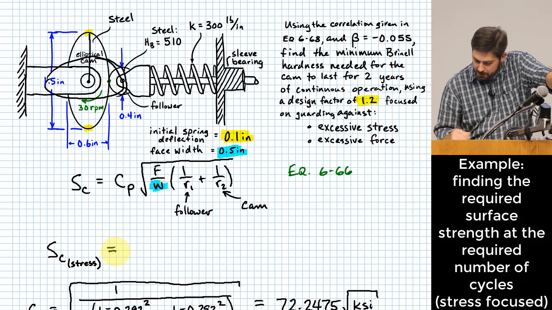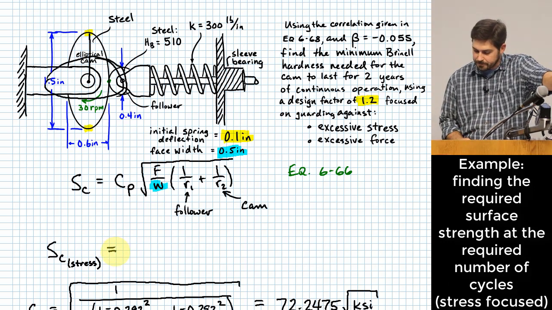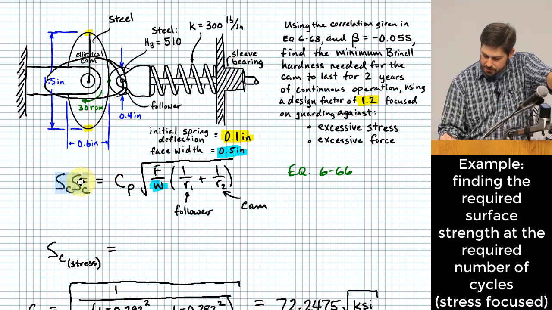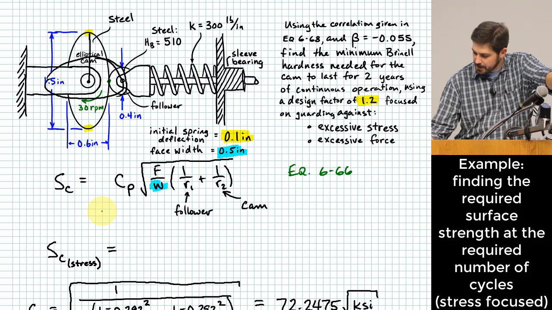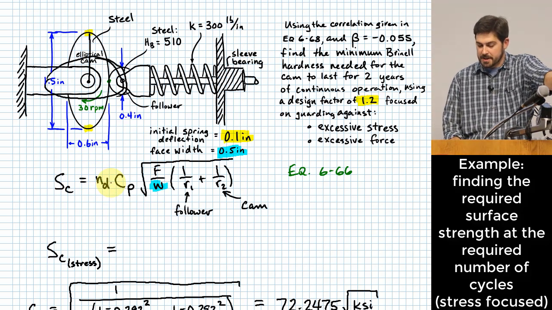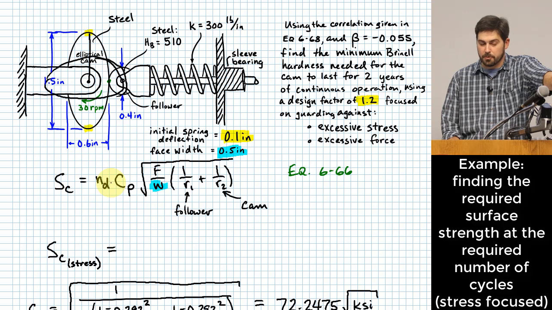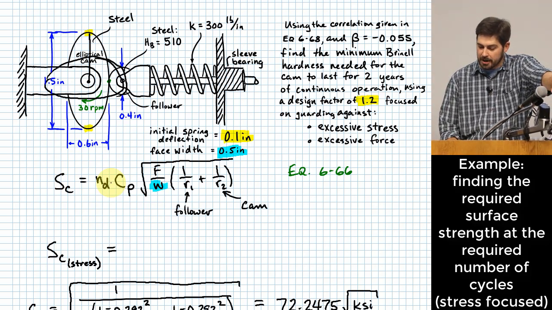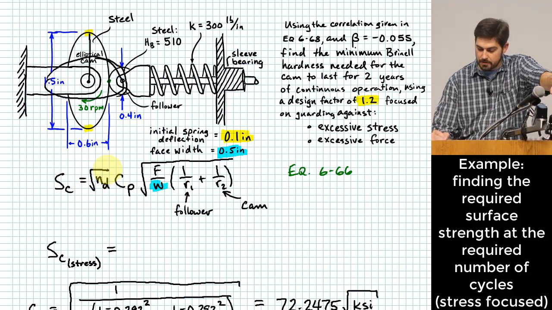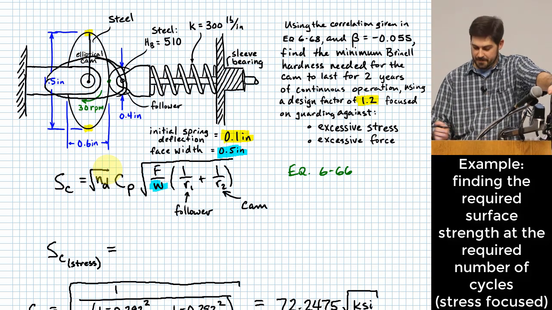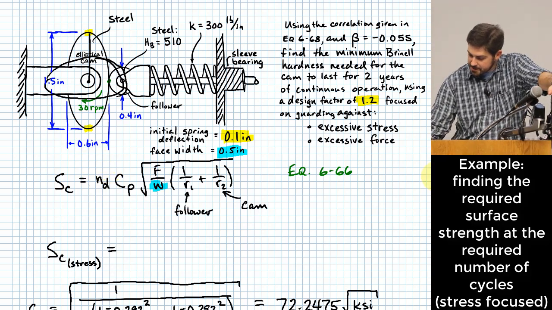This is the one that does not include the square root. Where we would add this extra term for the factor of safety, or design factor, is right here. If you put it in just as a factor like this, that is the case where you guard against excessive stress. But if you need to guard against excessive force, you take the square root of it. So we'll do those two different cases here.